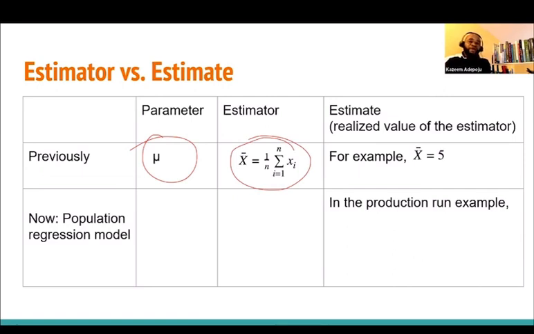Because we also have parameters in linear regression, beta naught and beta 1. But right now, what is the difference? This is a parameter, this is an estimator. 5 is the value that I got from this formula. That's what we call an estimate. There's a difference between parameter, estimator, and estimate.